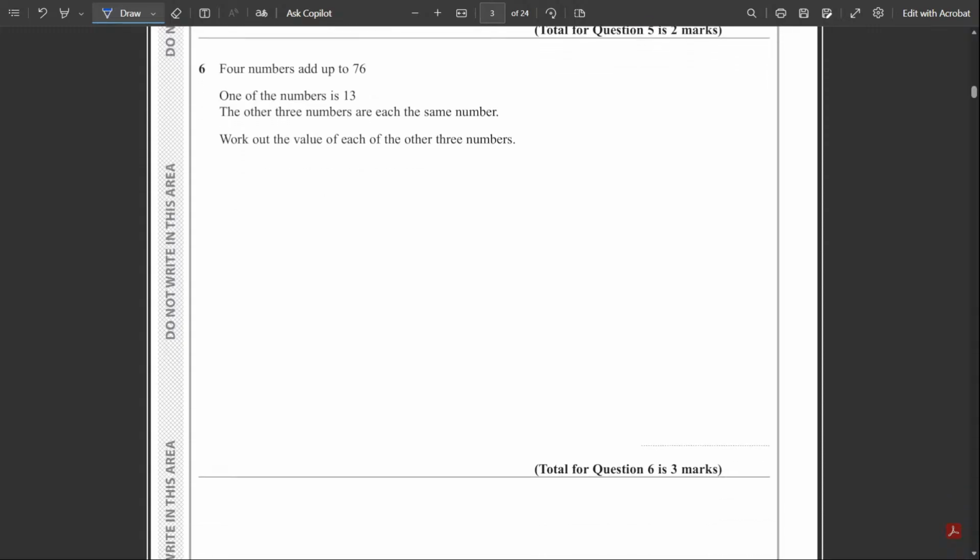4 numbers add up to 76. One of the numbers is 13. The other 3 numbers are each the same number. Work out the value of each of those numbers.